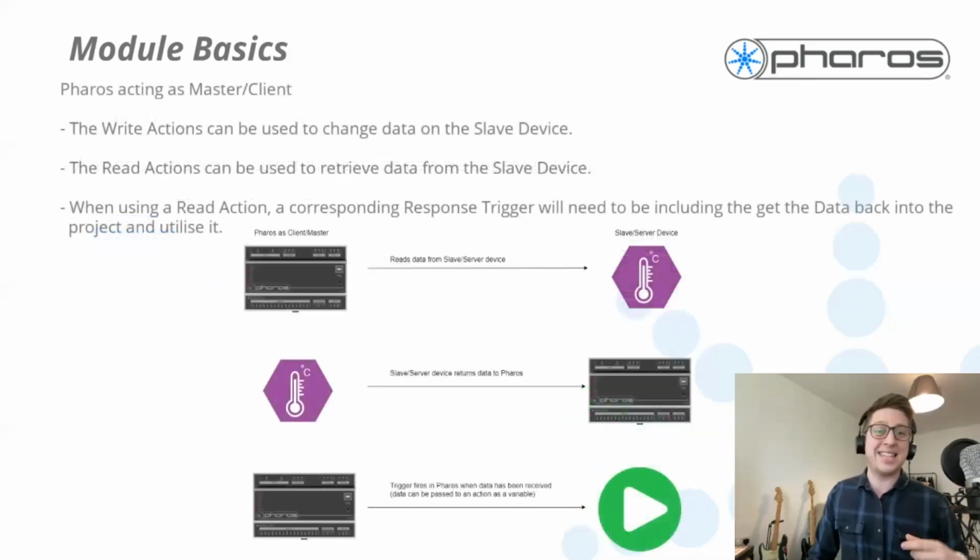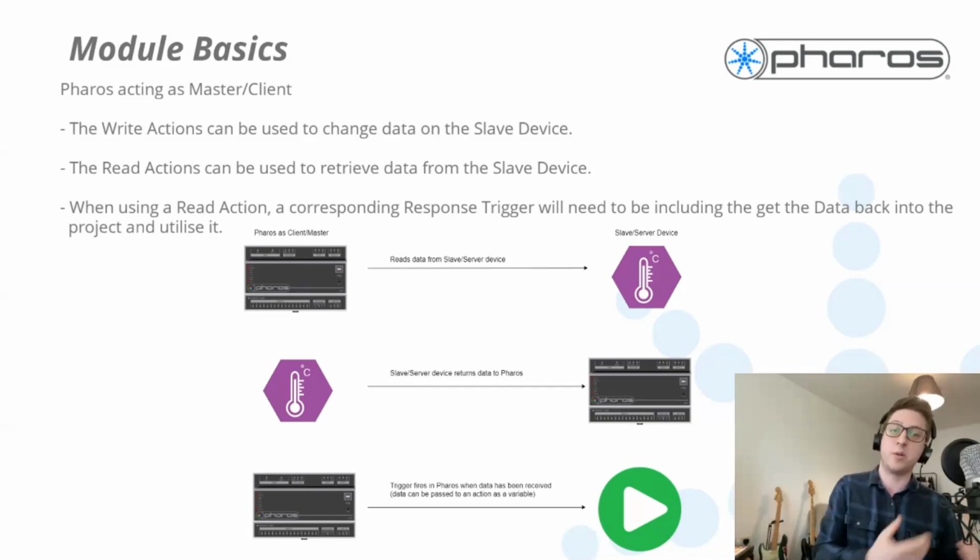When Pharos is acting as the master client, obviously it's a little bit different. Pharos has the ability to read data from a device, so it can find out what kind of state it's in. The slave device or the server device will then return that data to Pharos, and if Pharos needs to, it can then trigger from that device and then run its own routine as well. So Pharos has this ability, as I've already said, to act as the client and the master, as well as the server and the slave, but it can be used to read and write data, and it also can be used to trigger from data as well.